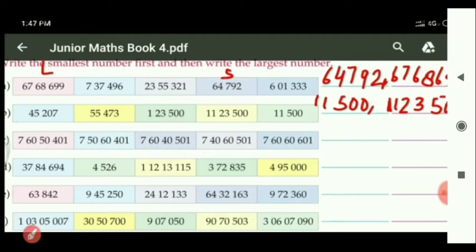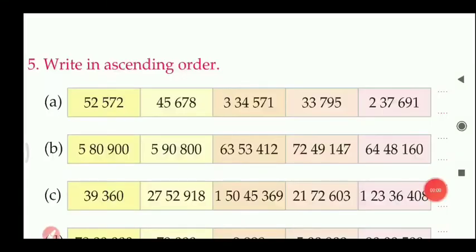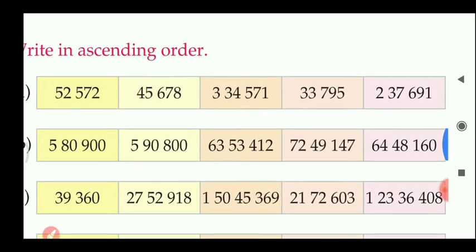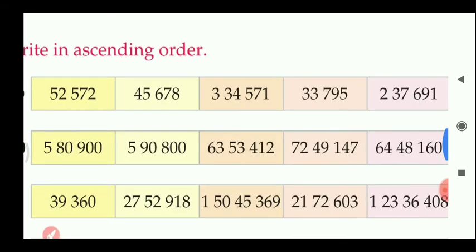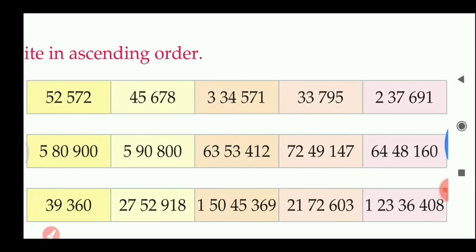What is given? Here see this. Question number 5. Write in ascending order. Ascending order means what? Smaller to bigger number. Okay. So let us see here. Find which one is the smallest number. Here also we will find the number according to their place only.